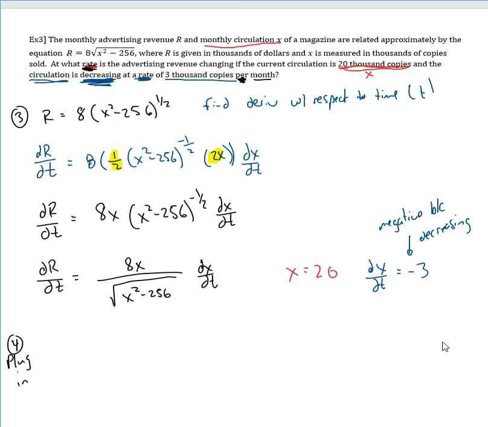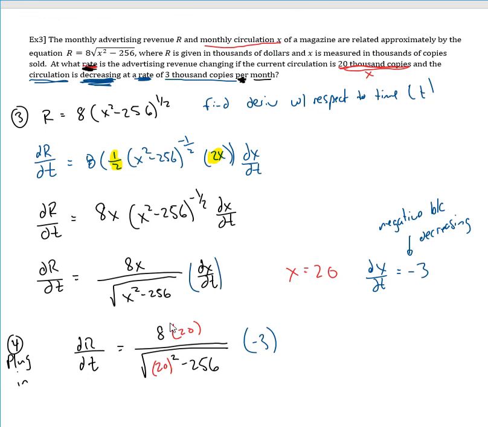Okay, so we're going to plug those in to this equation. So we have dR/dt is equal to 8 times x, which is 20, divided by the square root of x squared, so 20 getting squared, 20 squared minus 256, all under that square root. And they said dx/dt is negative 3. Okay, so let me even colorize those. So that's what we substituted into our equation. And then that makes it so we can solve for dR/dt.